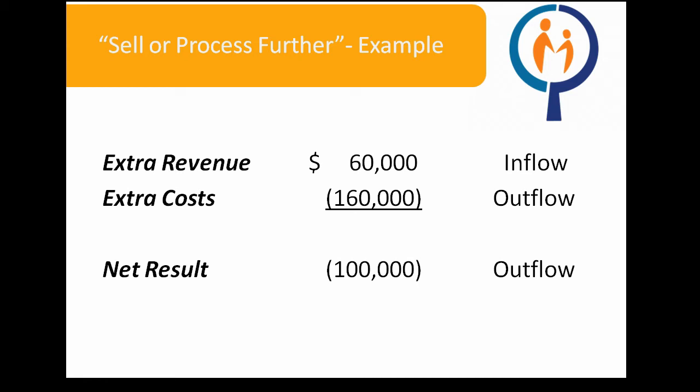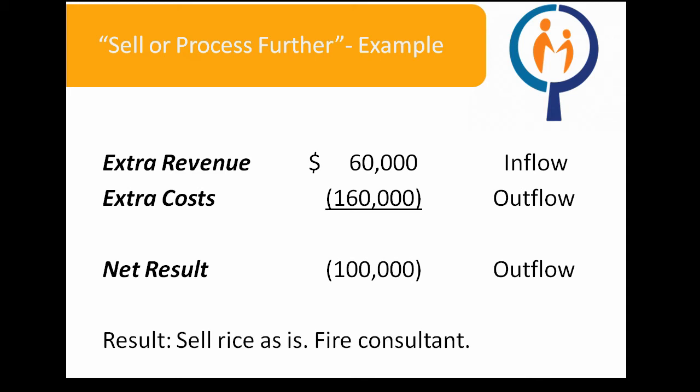Comparing the extra costs to the extra revenue obtained, we discover that the costs most definitely outweigh the benefits. In fact, we discover upon aggregation that there is a $100,000 outflow. As the result is negative, we should not process the rice further, and we should sell it as is. It would also be wise to fire your consultant. He's not very good at this job.